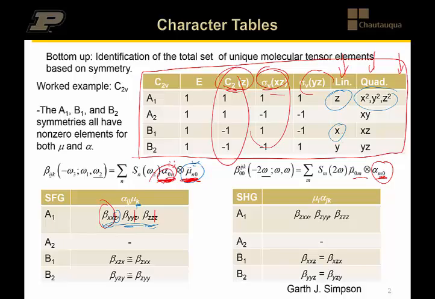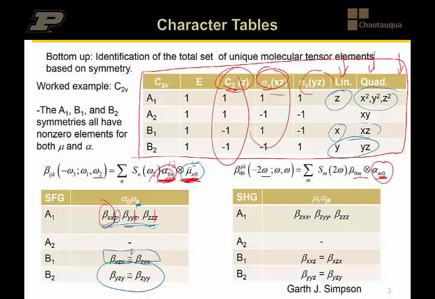Now for the B1 transition, it's a similar analysis. We know that the rightmost index must be X, and the leftmost indices can either be XZ or ZX, and that leads to these two tensor elements, and this roughly equal sign accounts for the fact that most commonly the Raman matrix is assumed to be symmetric, and if the Raman matrix is symmetric, then these two tensor elements become equal. And we can do the same analysis to get the relationship for B2 symmetry.